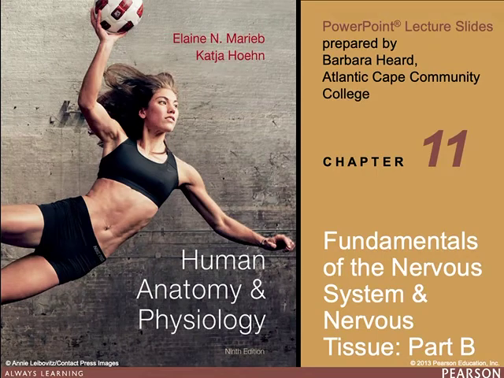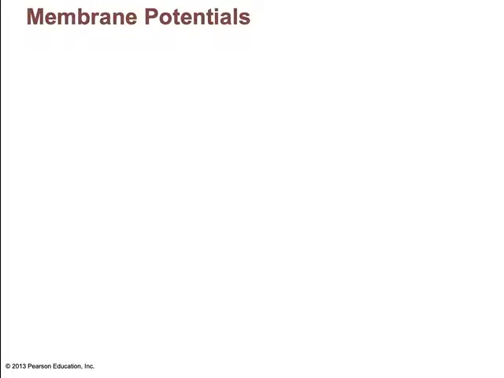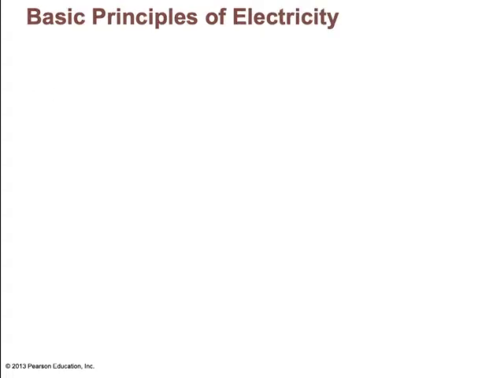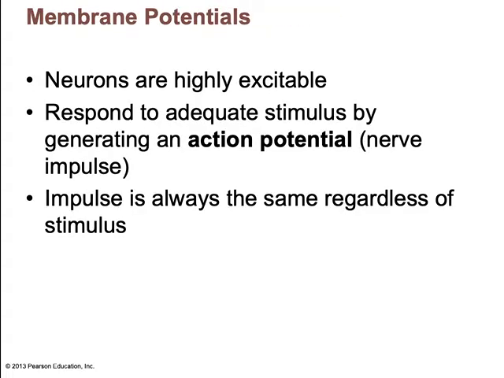All right, welcome everybody to part B of chapter 11 over the fundamentals of nervous tissue. And what we're going to be looking at today is a little bit about how it is that nerve signals are actually produced. Okay, so neurons and muscle cells are an example of what are called excitable cells.